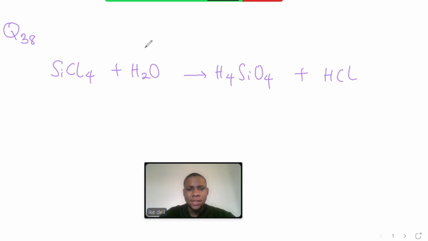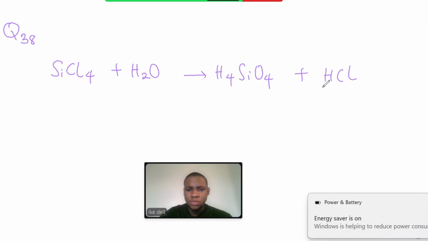All right, let us balance this one. We have silicon chloride plus water to give us that foreign compound plus HCl. So, to balance this equation, the silicon already looks happy, so that's good. The chlorine on one side is 4, that's Cl4. So maybe I'm going to need to put a 4 here.